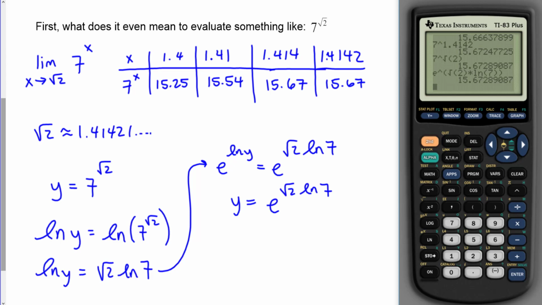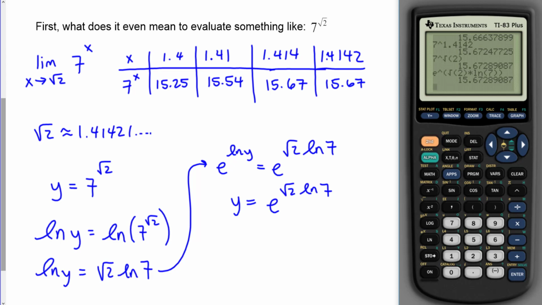So the natural log of 7, there's a function that can tell you natural logarithms. Square root of 2, there's a function that can give you square roots as well. Once you get those two numbers, you're just multiplying. So you're not raising something to an irrational value, because how strange is that?